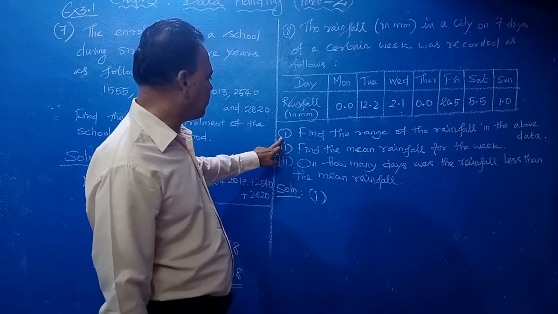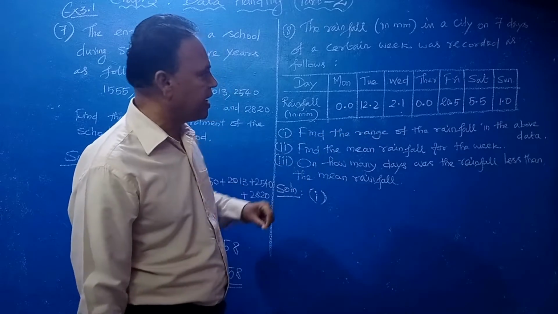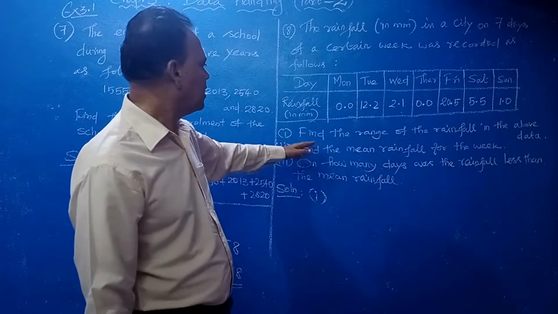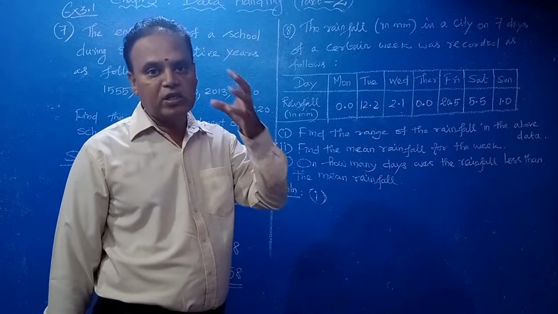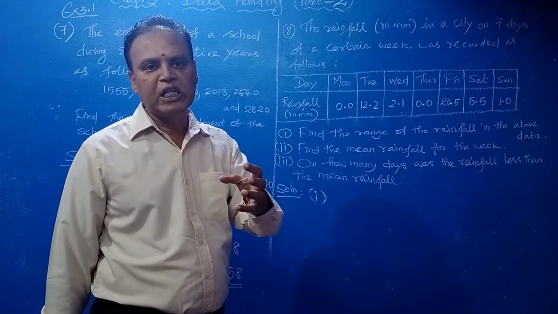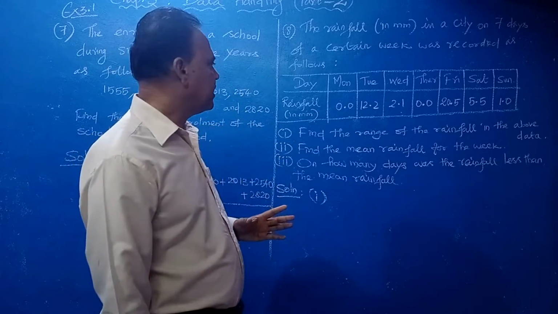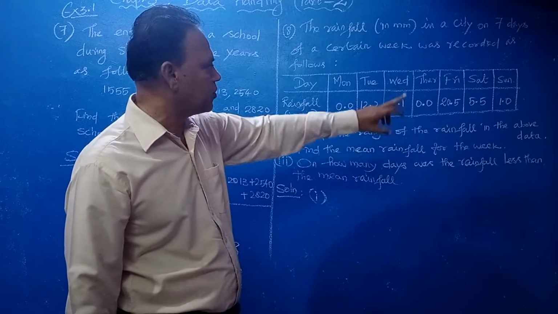So first problem, find the range of the rainfall in the above data. From this you have to find the range. What is range? Highest observation minus lowest observation. Here which one is the highest observation?